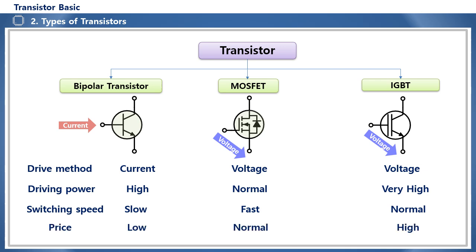In terms of price, the IGBT for high power is obviously the most expensive, followed by MOSFETs and bipolar transistors. And the unit price of each component may vary depending on the rating or application.